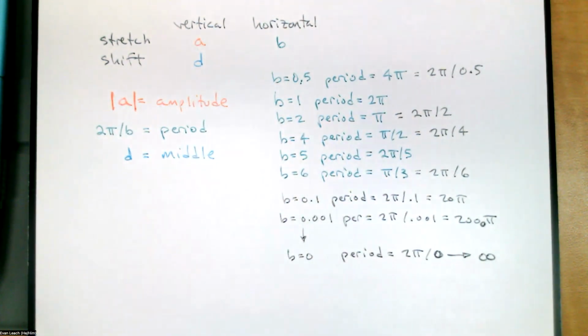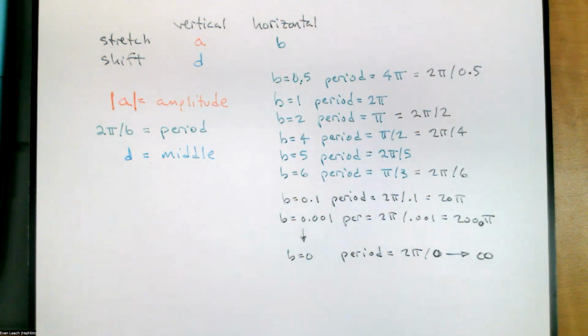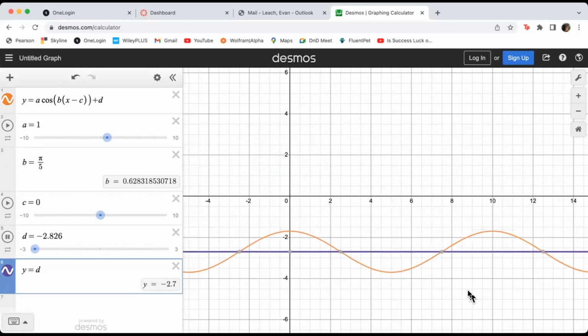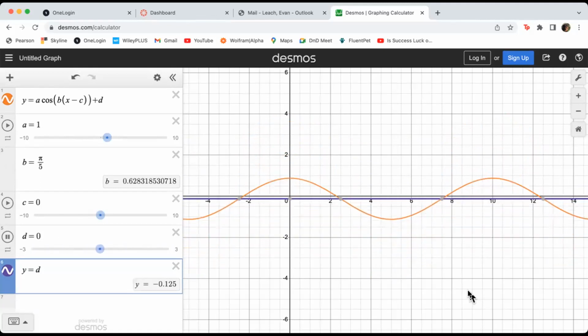So each of these numbers is telling us something. If we see +1, we know that the middle of the graph is at 1. If we see -5, we know that the middle of the graph will be at -5. Any questions?